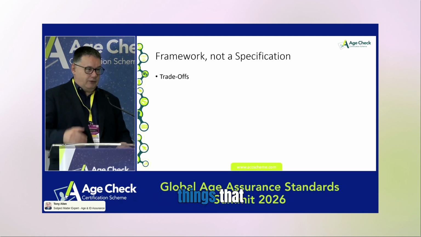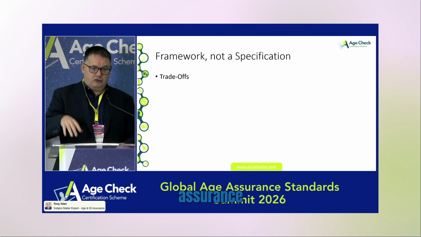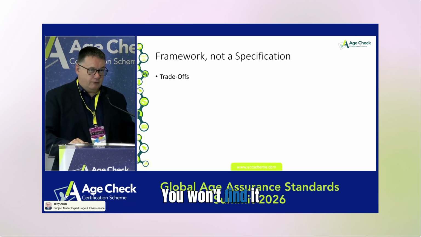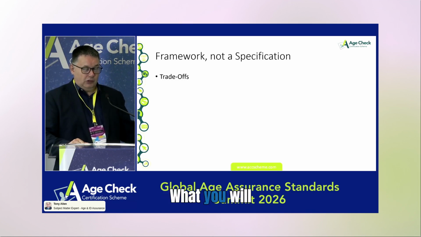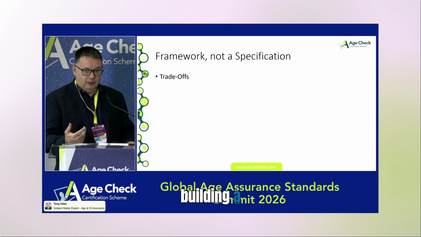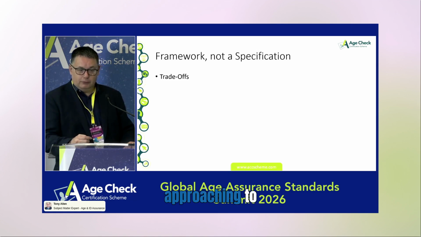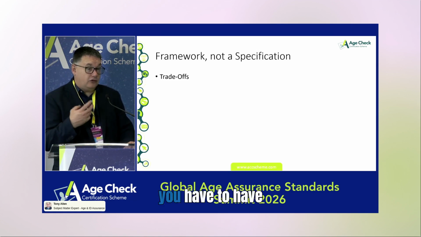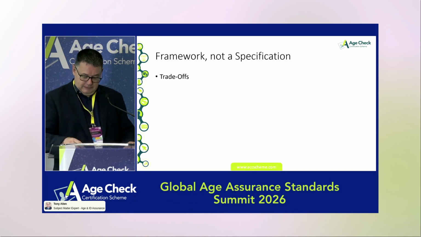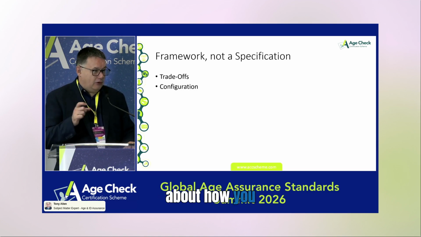So if you're looking for something that says, in order to build an age assurance system, you do this, and there you are, you've got an age assurance system, you won't find it in the international standard. What you will find are the things you have to think about when you're building a system, when you're building what you're approaching to do. And the things you have to have in mind for those trade-offs, for those internal tensions. You have to think about how you configure that.